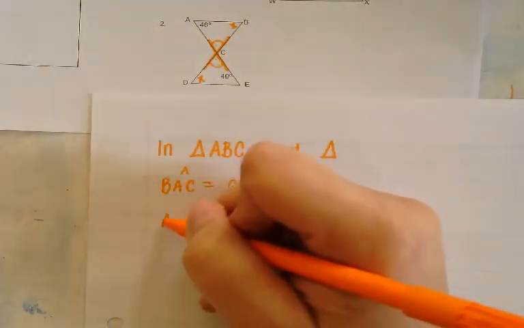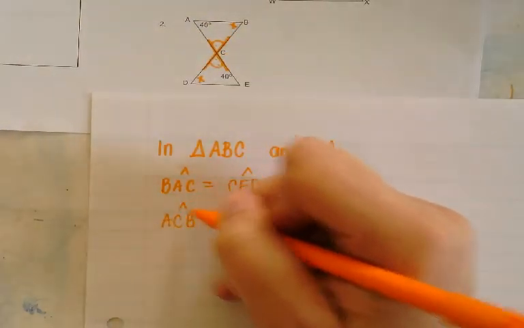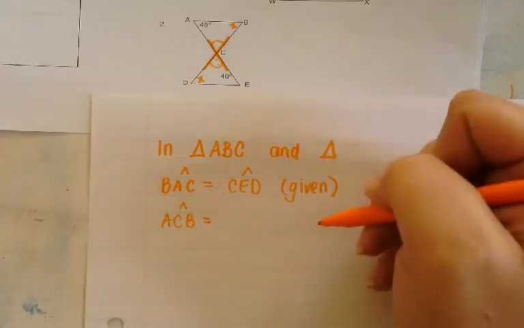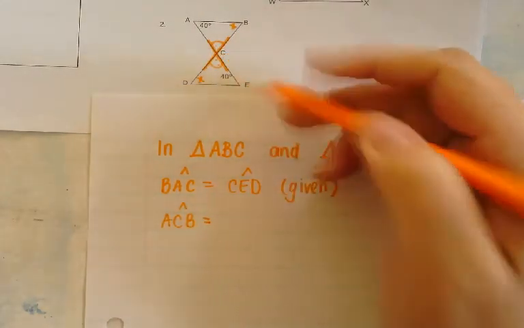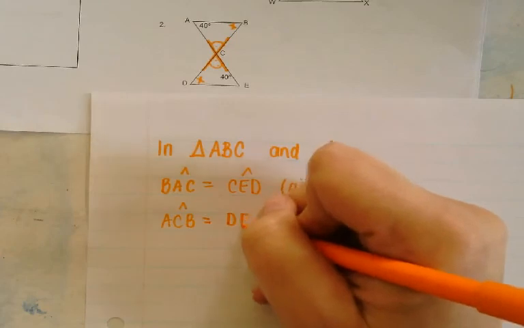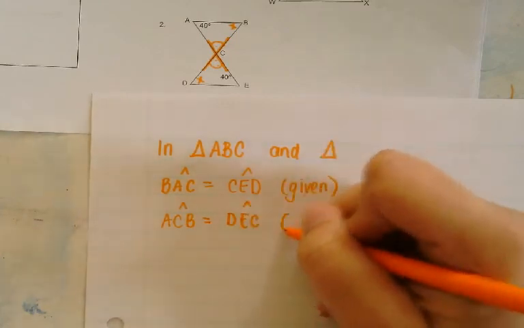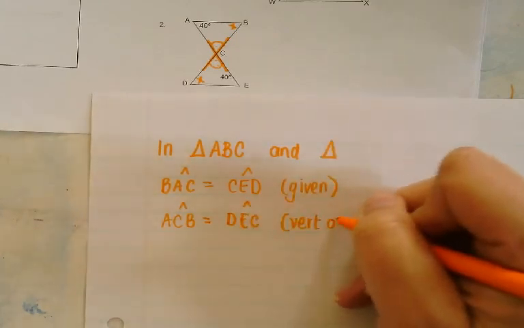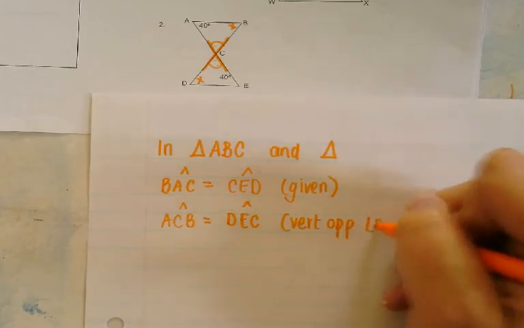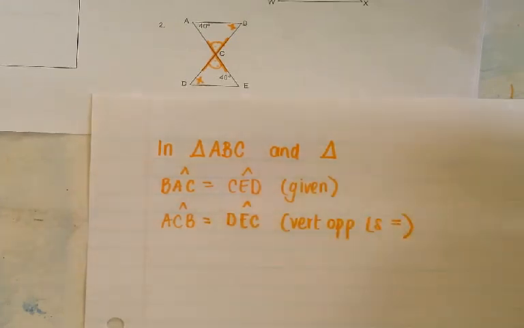ACB is equal to DCE. It's not given, it is vertically opposite. Angles are equal. Therefore, we have 2 angles. The 3rd one must be equal.